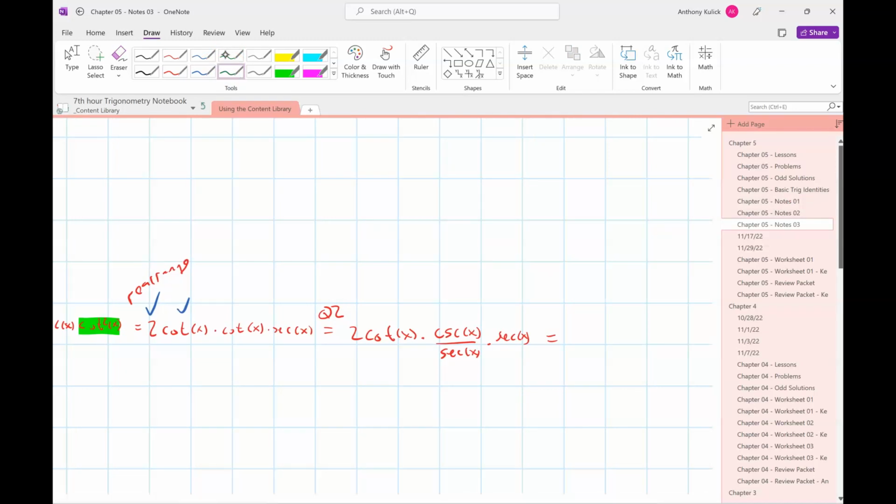What can I do with this? What can I do with this? It's an algebra thing.